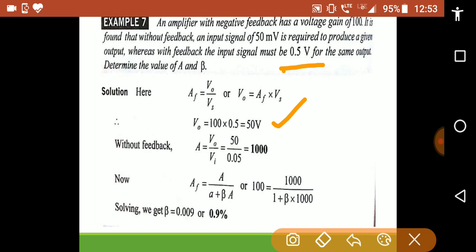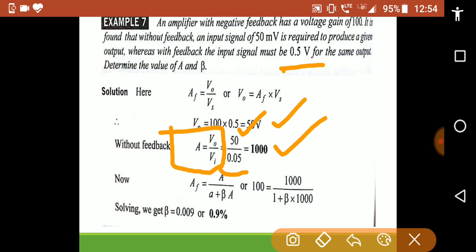And we know that gain without feedback A is equal to VO by VI. So here output voltage VO is 50 and VI is 50 millivolt or 0.05 volt. So A equal to 50 divided by 0.05 equal to 1000.